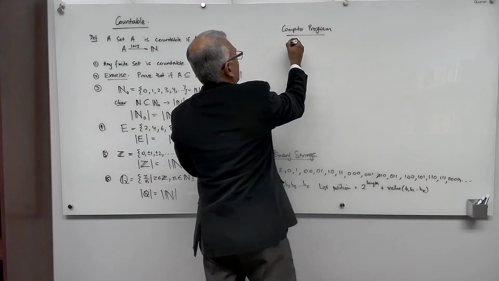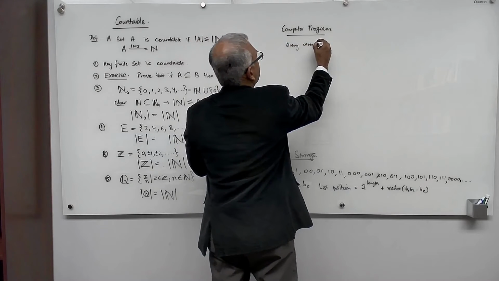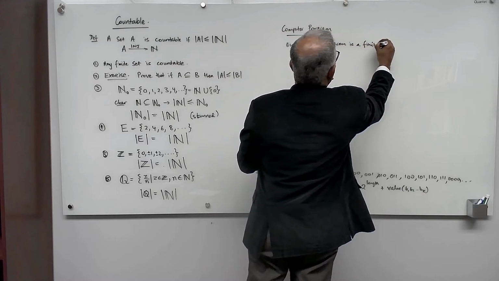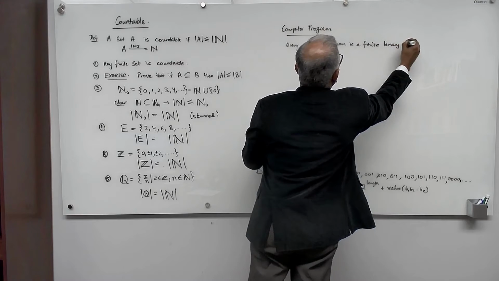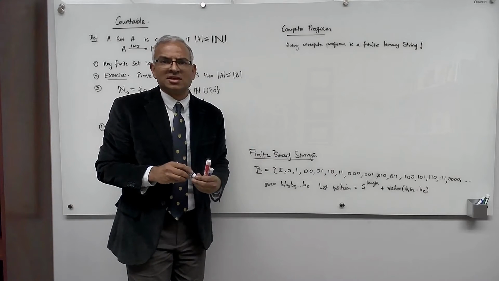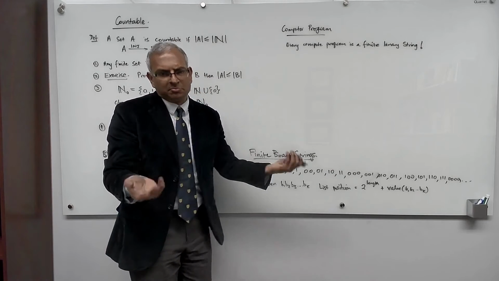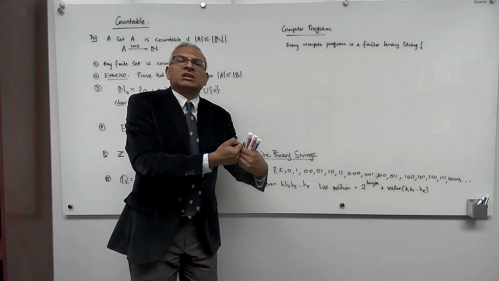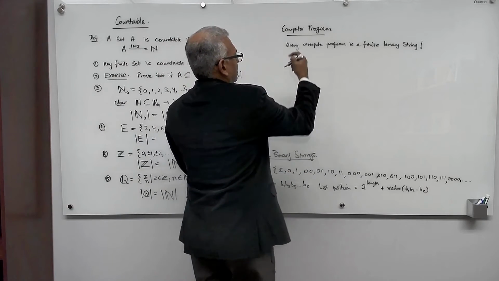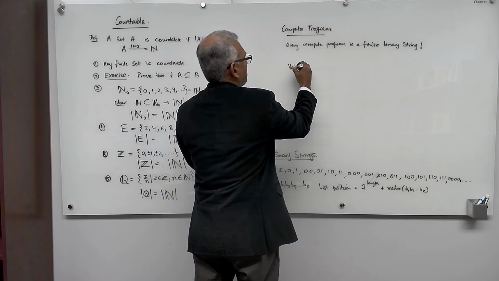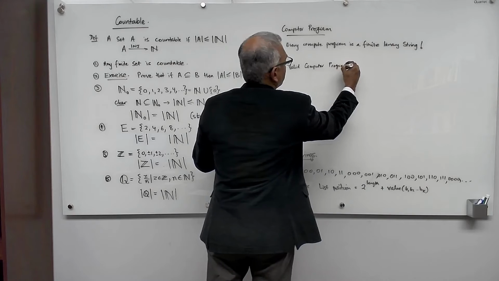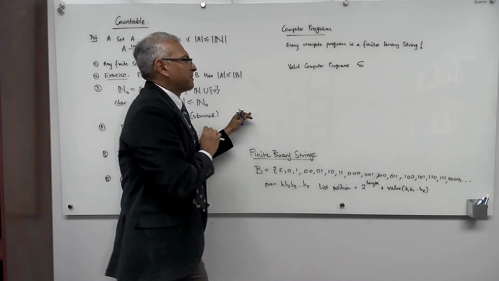So every computer program is a finite binary string. Now, not all finite binary strings are valid computer programs, but in principle, any finite binary string could be treated as a computer program, it just doesn't do anything. It just doesn't work. But the valid computer programs are a subset of the finite binary strings.